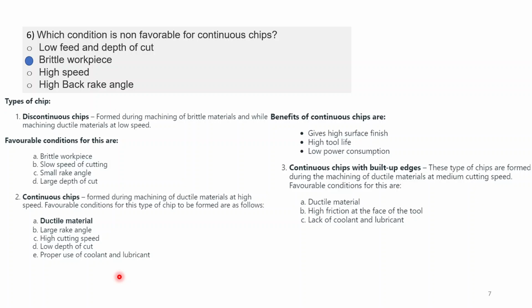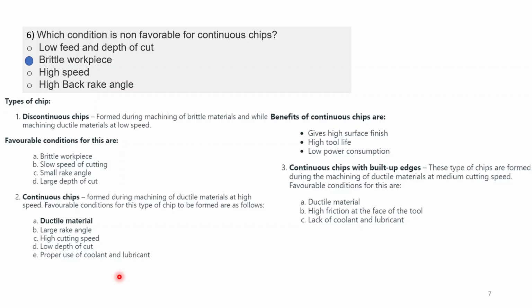There are three types of chips: discontinuous chips, continuous chips, and continuous chips with built-up edges. Discontinuous chips are formed during machining of brittle materials, and while machining ductile materials at lower speeds. A favorable condition for these is a brittle workpiece.